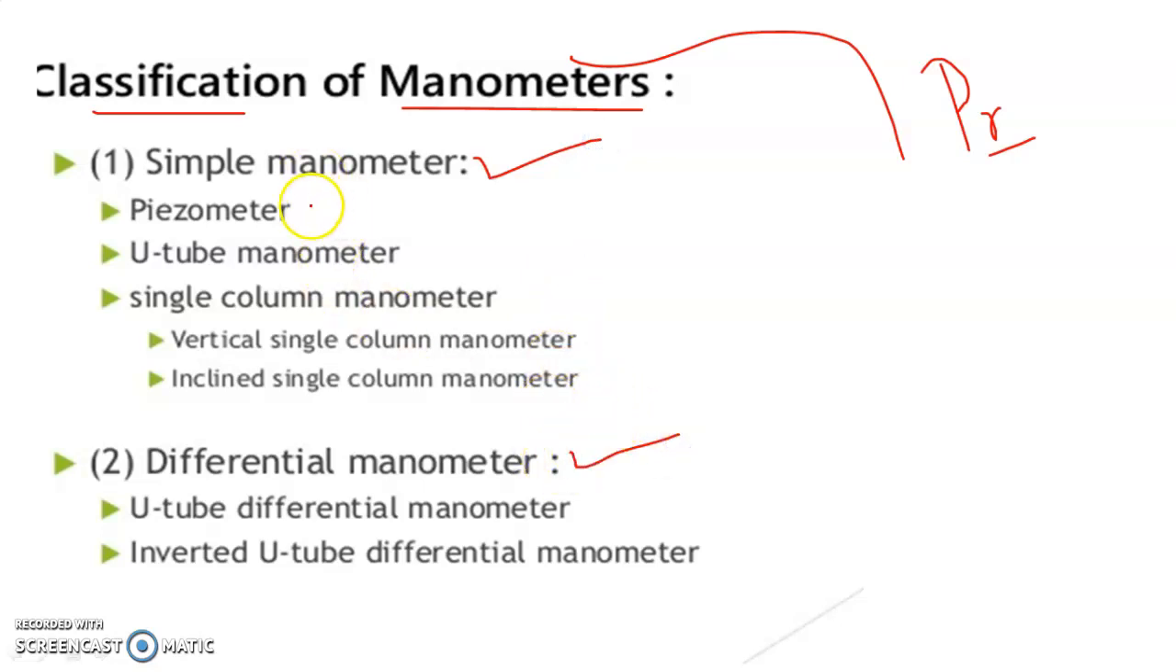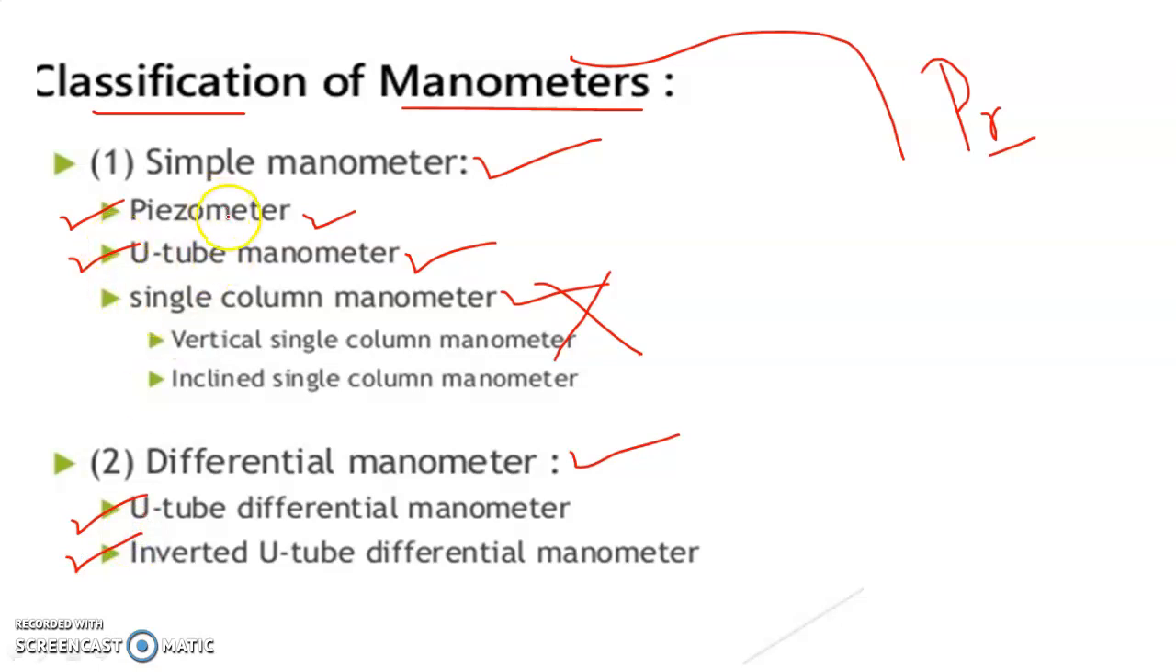Clear? In a simple manometer, the first is a piezometer, the second is a U-tube manometer, and the third is a single column manometer. I think the single column manometer is not needed for this; only the simple piezometer and U-tube manometer are enough. Next, differential manometers: U-tube differential manometer and inverted U-tube differential manometer are the two types.